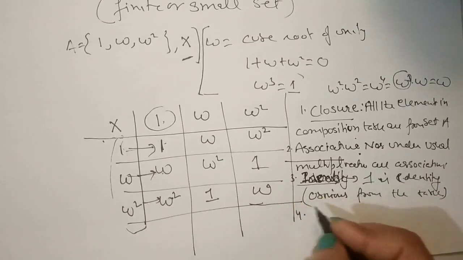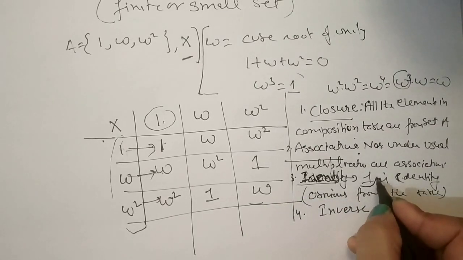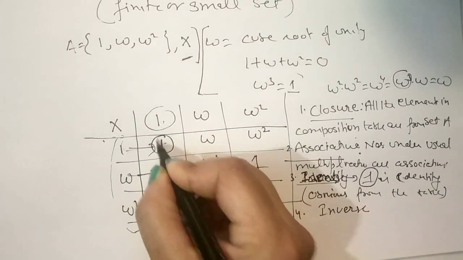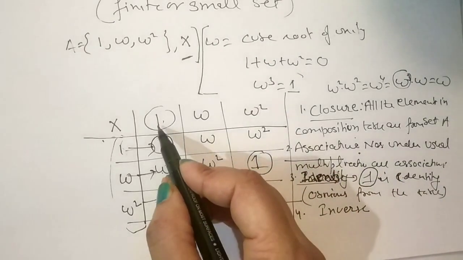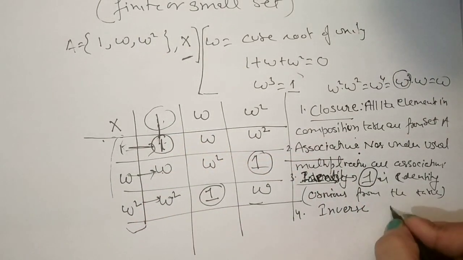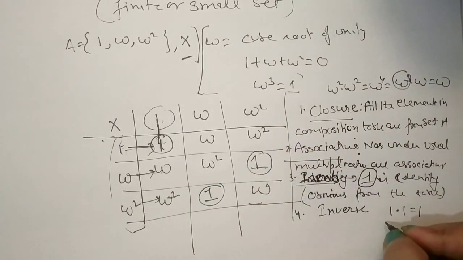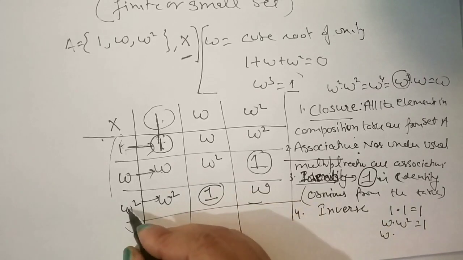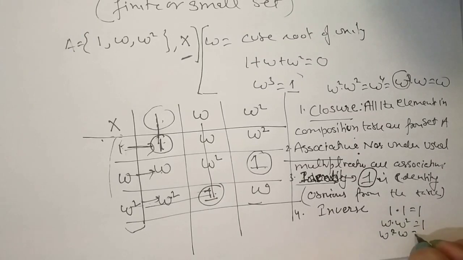And the fourth is locating the inverse of each element. After finding the identity, we have to circle it everywhere in the composition table. So the identity element is circled. Now we have to look for the element with which it intersects at 1. 1 into 1 is 1. Then we have omega into omega square is 1. Then omega square into omega, they are intersecting at 1, so omega square into omega is also 1.